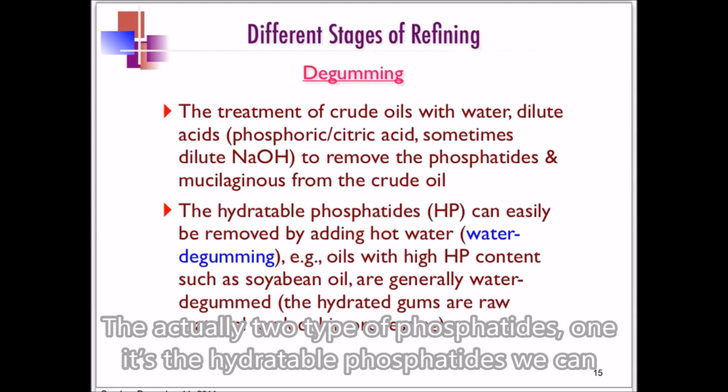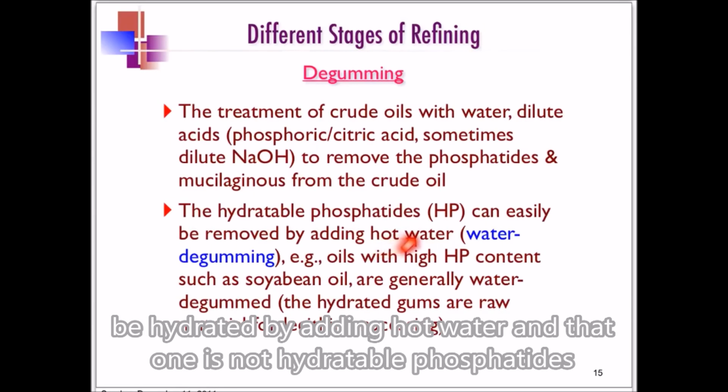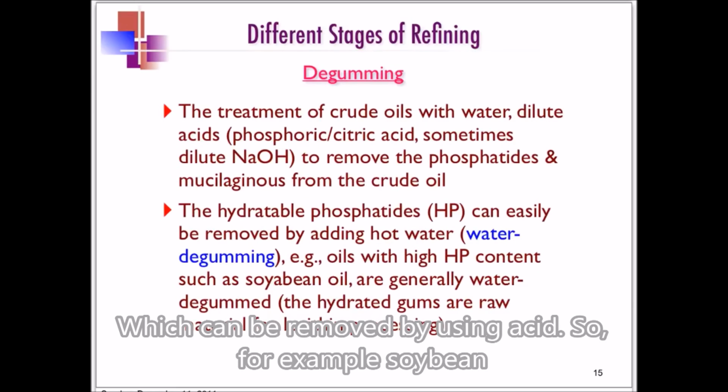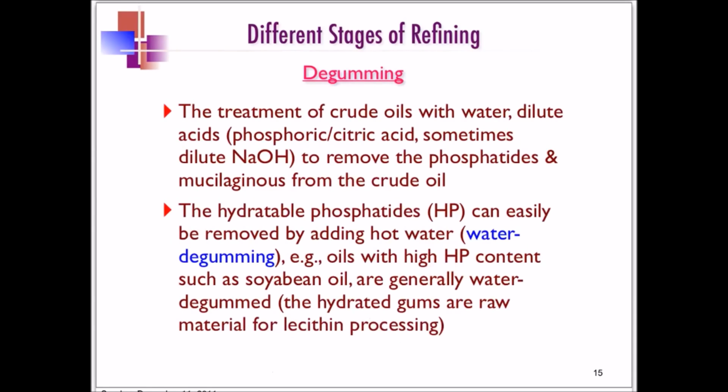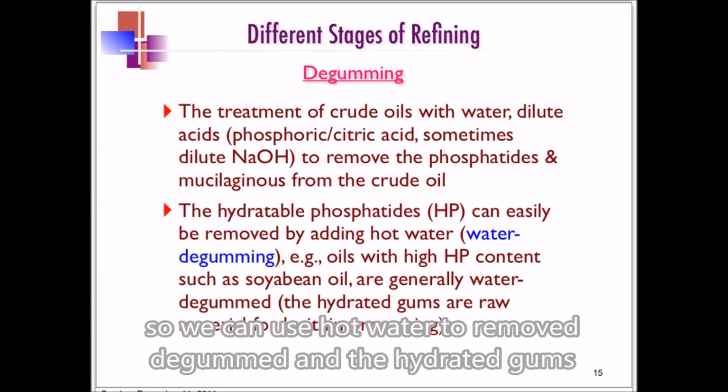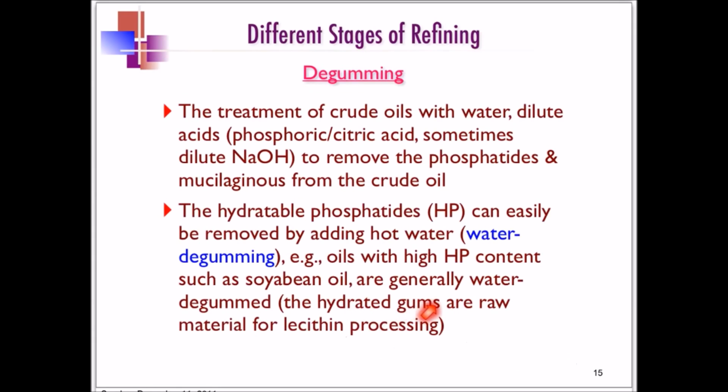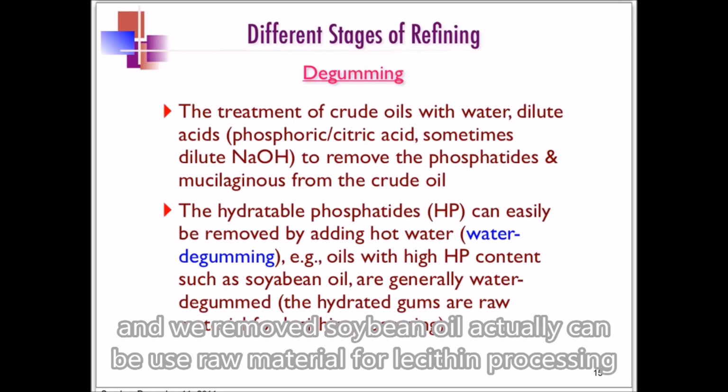One is called hydratable phosphatides, which can be hydrated by using hot water, and the other one is non-hydratable phosphatides, which can only be removed by using acid. For example, soybean oil contains a high amount of hydratable phosphatides. So we can use hot water to remove the gums, and the hydrated gums that we remove from the soybean oil can be used as a raw material for lecithin processing.